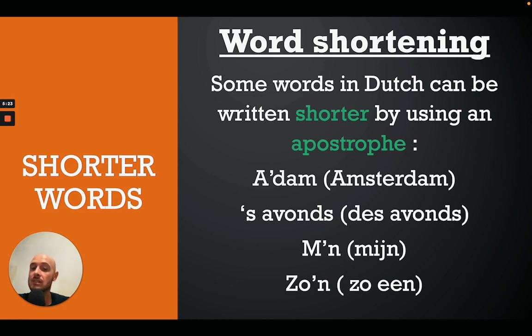Mijn, you can also shorten it, putting an apostrophe between the M and the N, so m'n, mijn, and zo'n, een zo, such a. In this case, we are shortening our words. This is mostly informal. If you have to write a formal text, stay away from shortening words with an apostrophe, except for the rule with 's avonds, 's morgens, 's middags, because that's standard orthography right now. But apart from that, know that it's not very formal to shorten words with an apostrophe.